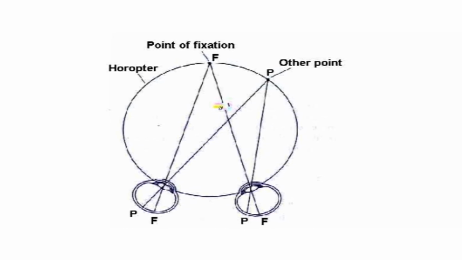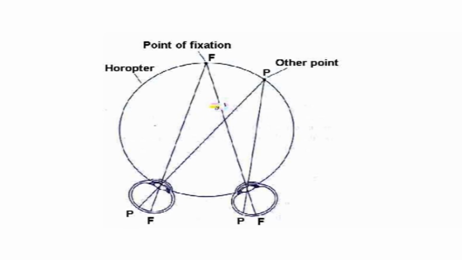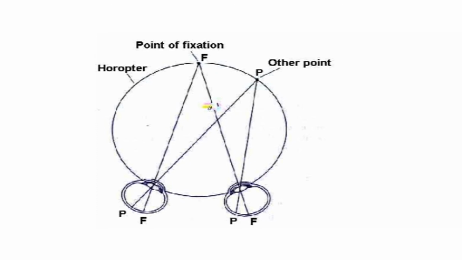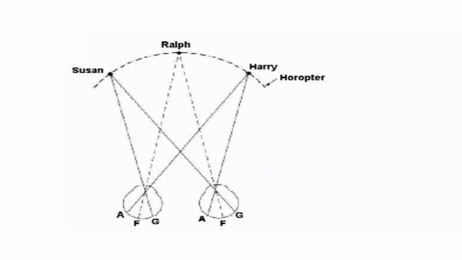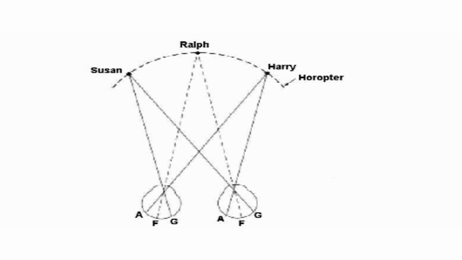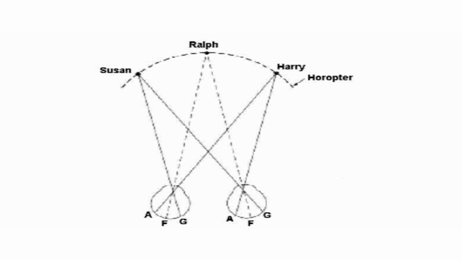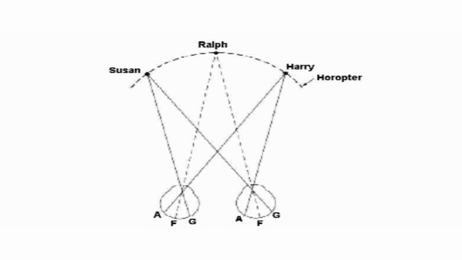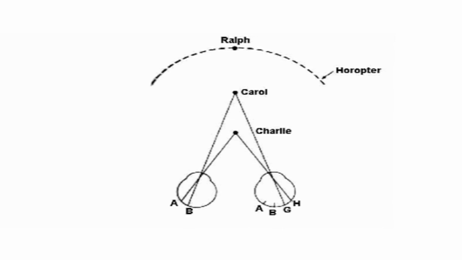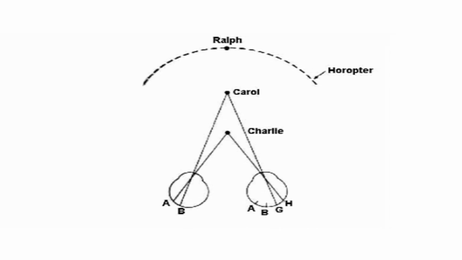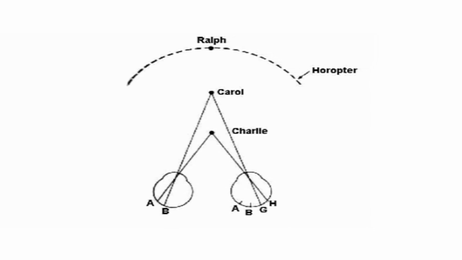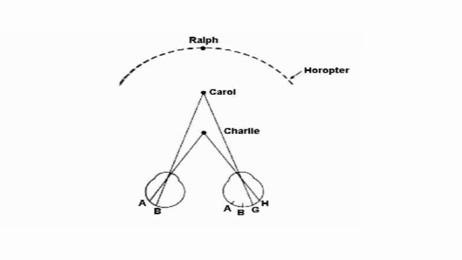In this example, the figure shows the eye of a lifeguard who is watching a bunch of kids in the swimming pool. Ralph, Harry and Susan are on his horopter and hence their images are at corresponding points of the two eyes. In the case of Charlie and Carol, who are closer than the horopter, note that the images of these points do not lie on corresponding points across the retina.